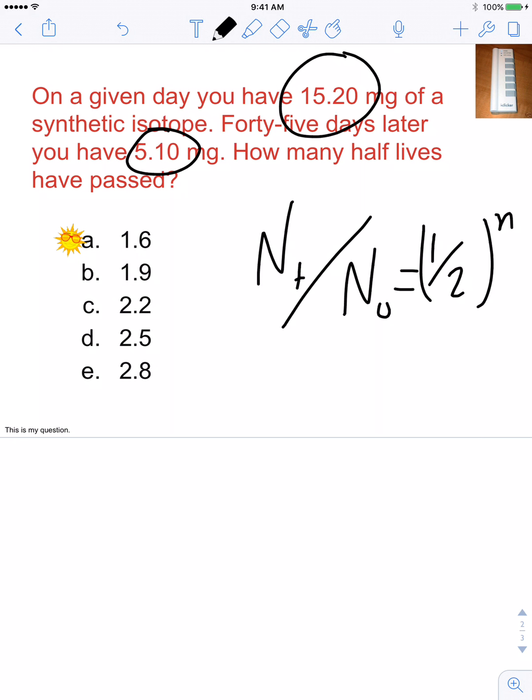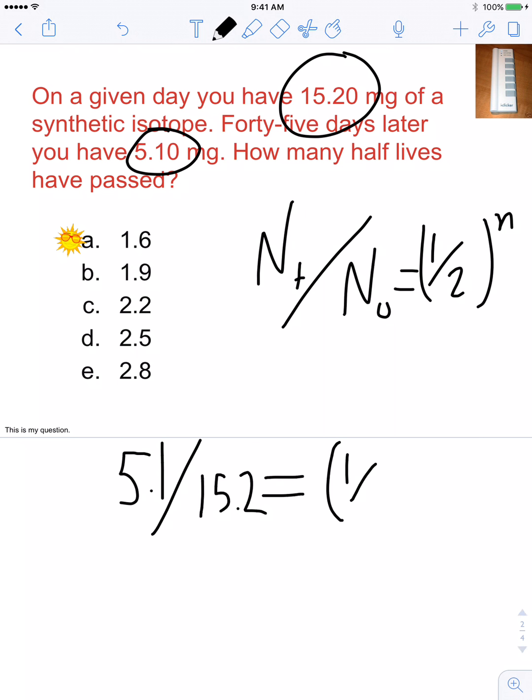So we throw in our Nt, our amount of substance after a certain amount of time. We have 5.1. Then we put that over our amount original. And then we take the log of both sides. And when we take the log of both sides, it's going to bring this n down to the front of this equation here. Or sorry, not that equation, but that number. So it's going to end up looking like this.